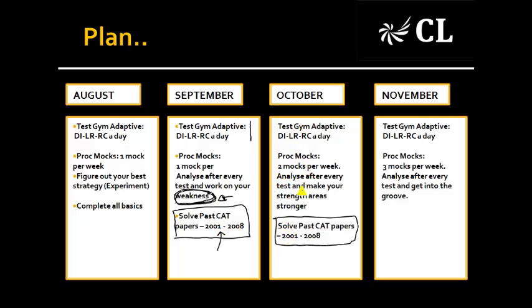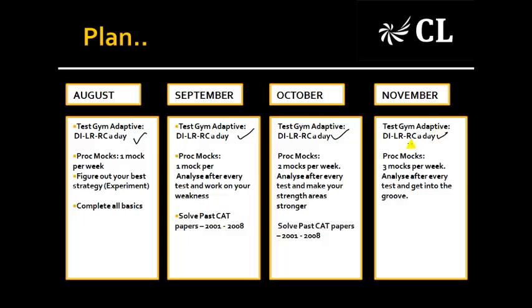And then in the month of October, ensure you focus on your strengths and make your strong areas stronger, which basically means you solve strong areas in less time and give more time to the weak areas. Those are the kinds of things we want to do. You will go to about 2 mocks per week. And November is when you get into the groove. You keep doing 3 mocks per week, but diligently solve them. And especially reading comprehension, which I'm sure most of you have not been serious about.